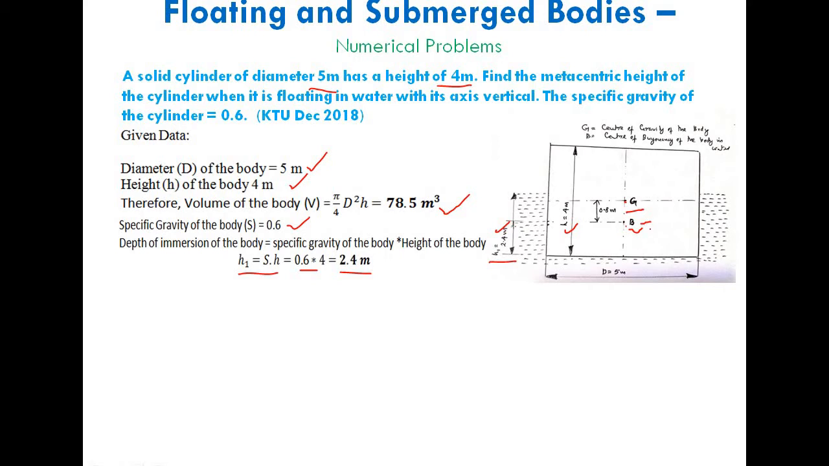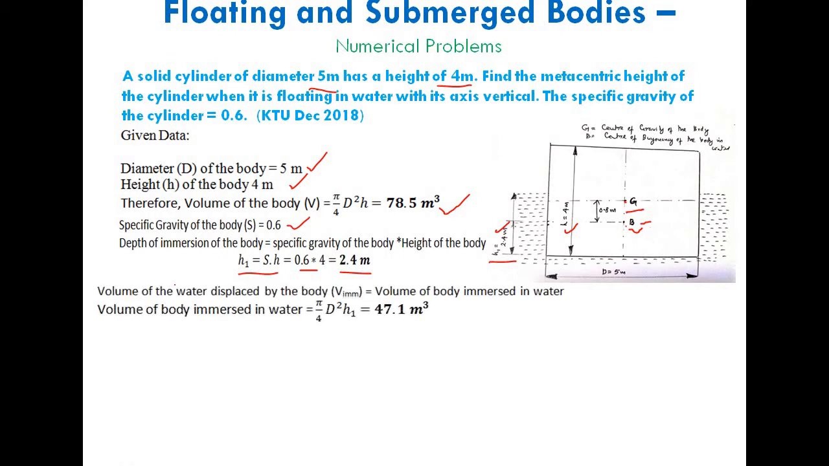So B will be at a distance of 1.2 meters, that is 2.4 divided by 2, that is 1.2 meters from the bottom surface. Okay. Volume of the water displaced by the body, that is represented as V immersion, is equal to the volume of the body in water. So an equal volume of the body in water will be the volume of water displaced, that we know. What is the volume of the body in water? It is pi by 4 d square into h1. So if you substitute d and h1, you will get 47.1 meter cube.